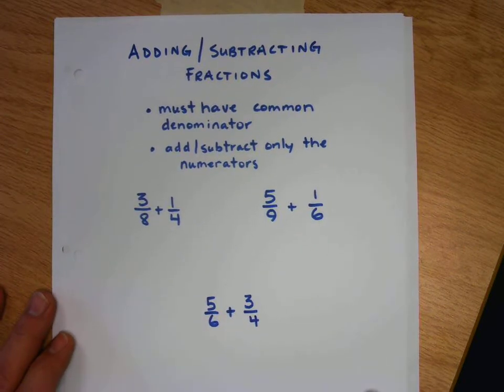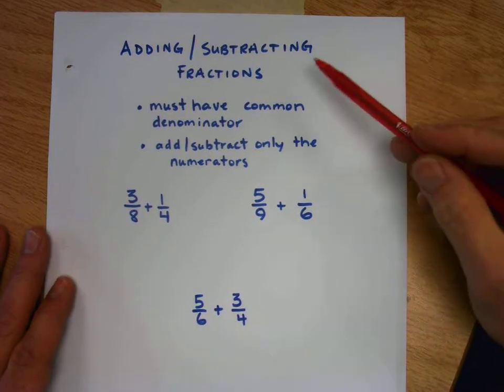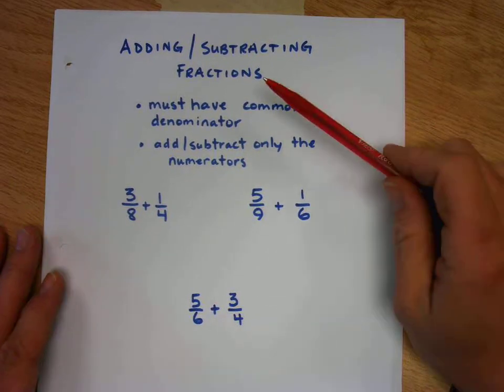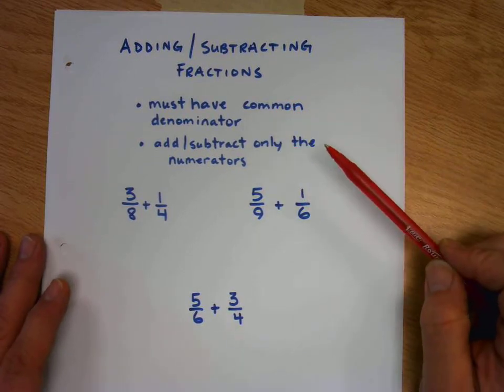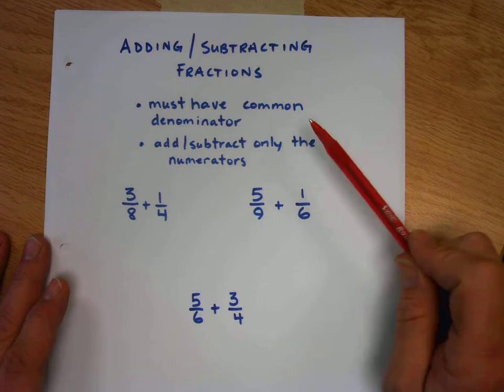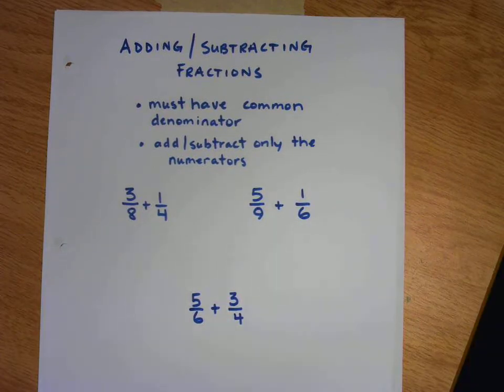For our second objective, we're looking at adding and subtracting fractions, so a few rules to stick with. One, we must have a common denominator, and that is the value on the bottom of the fractional pairs. And when we add and subtract fractions, we add or subtract only the numerators, not the denominators.